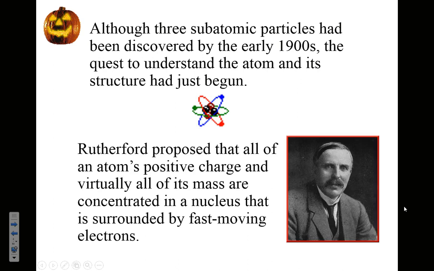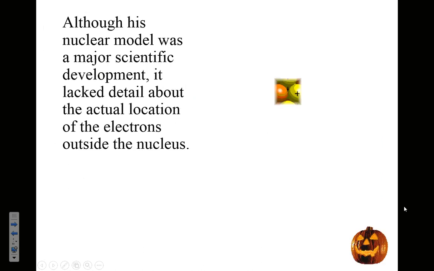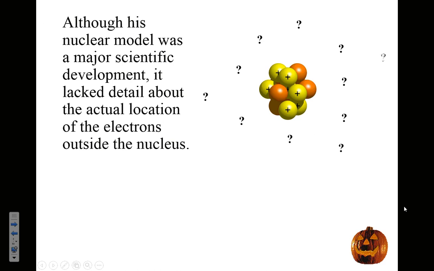So in Rutherford's work, he had come up with this idea that the positive charge of the atom and virtually all of its mass was located in this very small nucleus surrounded somewhere by fast-moving electrons. So really, in order to continue to develop our nuclear model, we needed to have a better understanding about where electrons were outside the atom.